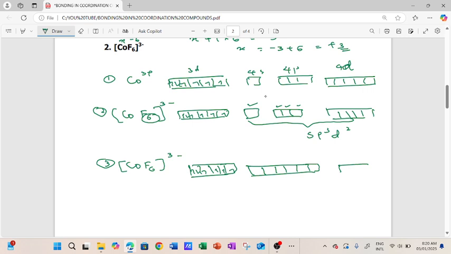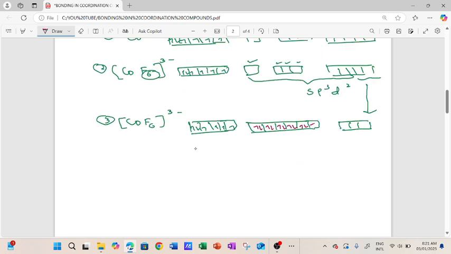Got it? Now electrons. How are the electrons pairing? 6 fluorine atoms are there. Each fluorine will be donating 2 electrons to the central metal atom. As a result, 6 coordinate bonds are being formed between cobalt and fluorine, so the molecule is being formed. In the last 3 boxes, it's still empty, no electrons.